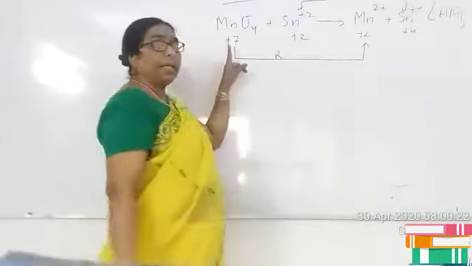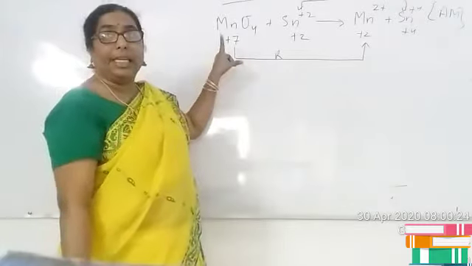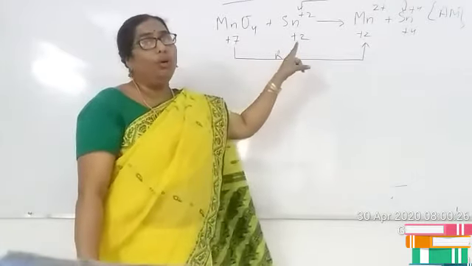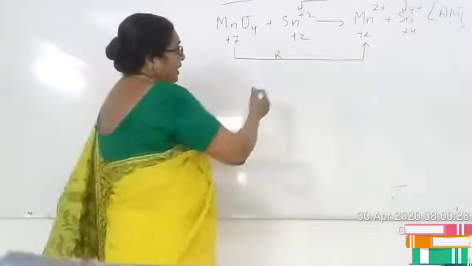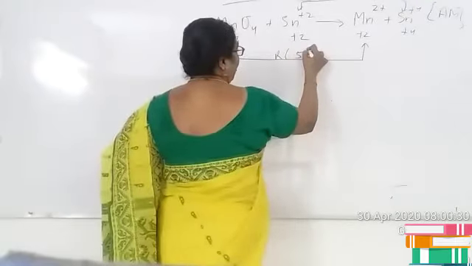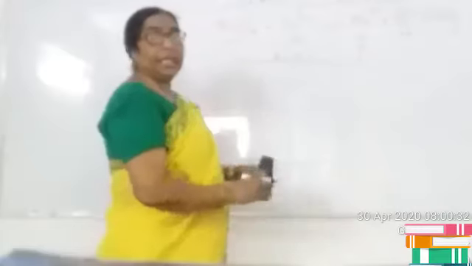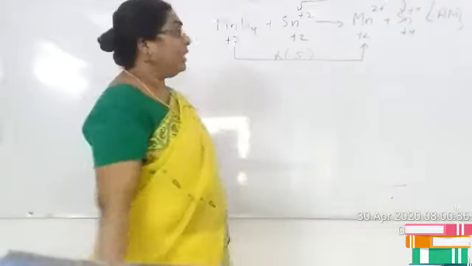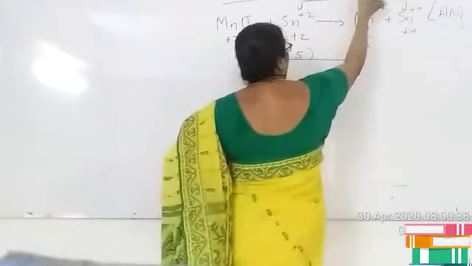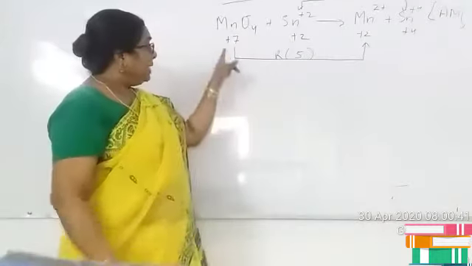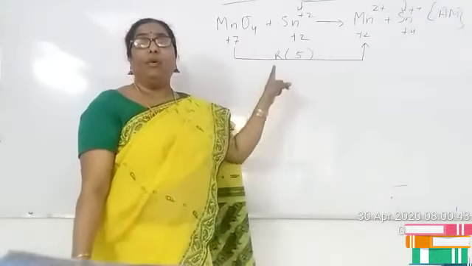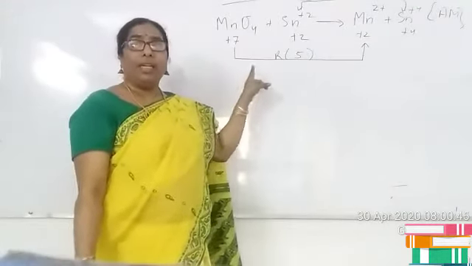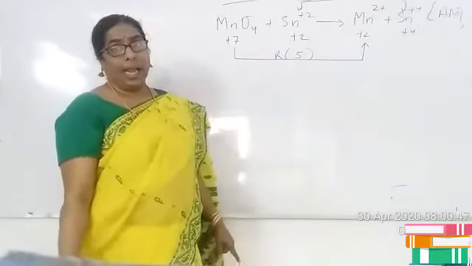Now let us see what is the difference in their oxidation state. In case of manganese, the oxidation state decreases from +7 to +2, so the difference in oxidation state is 5. And in case of tin, it increases from +2 to +4, so the difference in oxidation state is 2. Okay children, this step is where we calculated the difference in oxidation state of the different elements involved in the reaction.